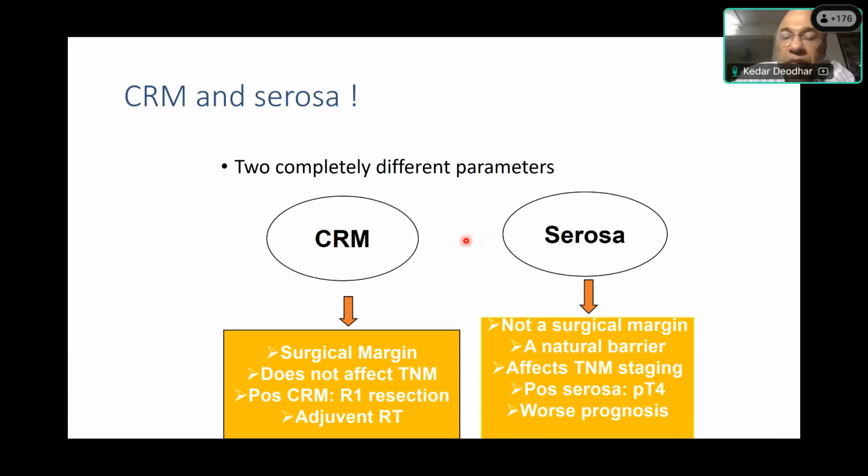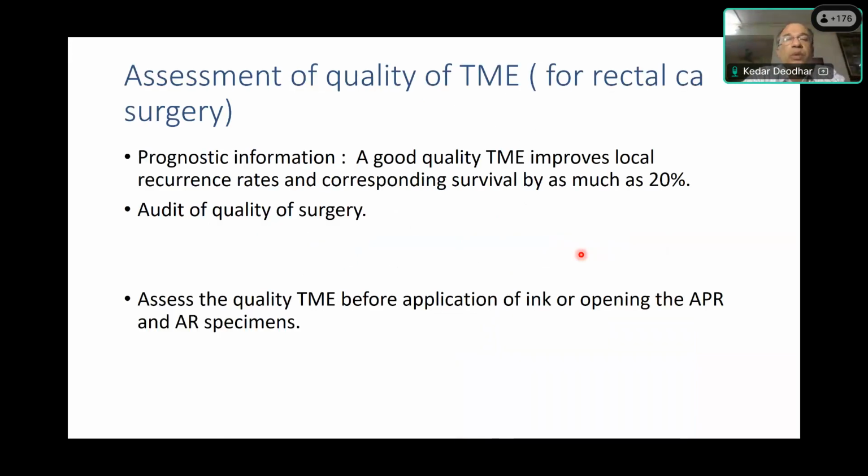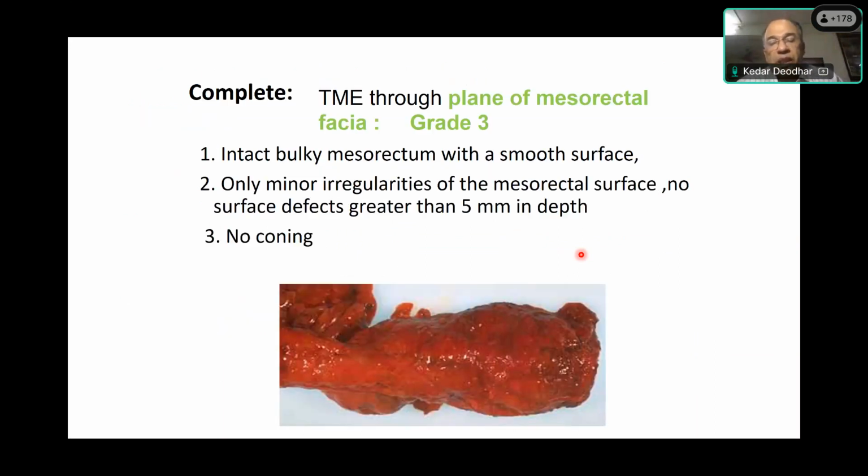Serosa is actually the covering, and this is important in staging, because serosa involvement, either in stomach, small intestine, upper part of rectum, or sigmoid or transverse colon, is taken as PT4A. So we just talked about TME, or total mesorectal excision, and the surgical guidelines dictate that for rectal cancers, total mesorectal excision is to be done. So a pathology report should also have some comment on whether we see a complete mesorectal excision.